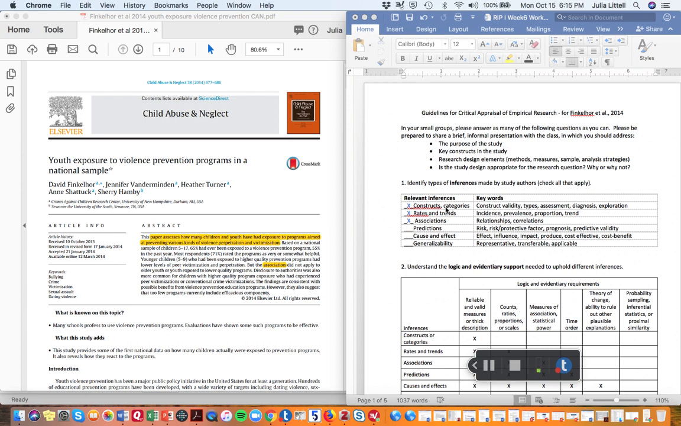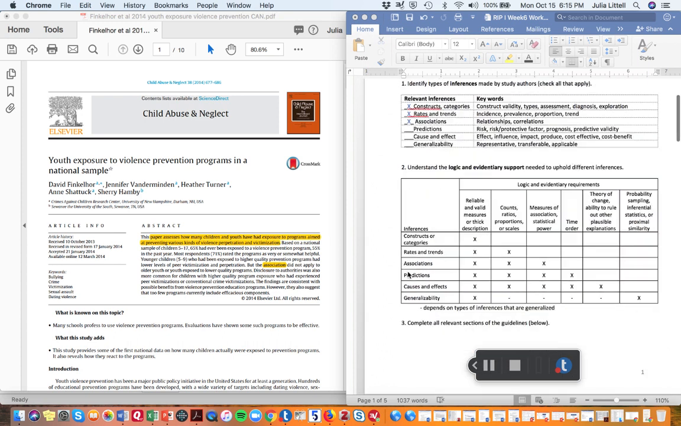Of course, all research does that. And rates, and I get the idea about rates from the first sentence in the abstract that's highlighted here. This paper assesses how many children and youth have had exposure to programs, etc. They also talk about associations. I think that's sort of a secondary issue, and the word association is again mentioned in the abstract.